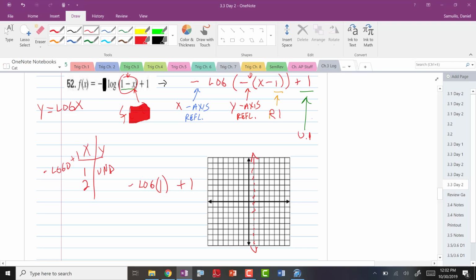I've got to be careful. What's log of 1? 10 to what power equals 1? 0. Is there any such thing as negative 0? No. So what happens when I plug in 2? What did I get? 1. Did I do that right? Oh, yeah. 2 comma 1. Hold on. I feel like I did something wrong.